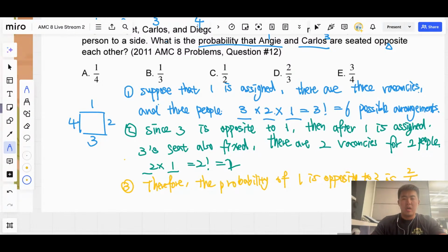Why is it 2? Because 2 means after number 1, number 3 is already seated, there are 2 options for the rest of the people, and each option is valid for this question, right? And what does 6 mean? As I marked, 6 is the total number of possible arrangements, because after number 1 sits down, there are 3 more seats left for 3 people. So that's how you get 3 factorial, which is 6. So we can simplify 2 over 6, which gives you 1 over 3.